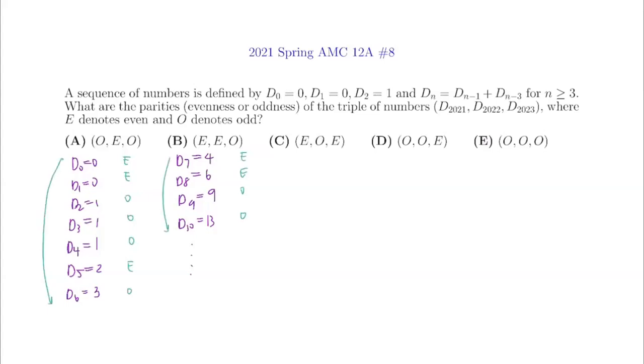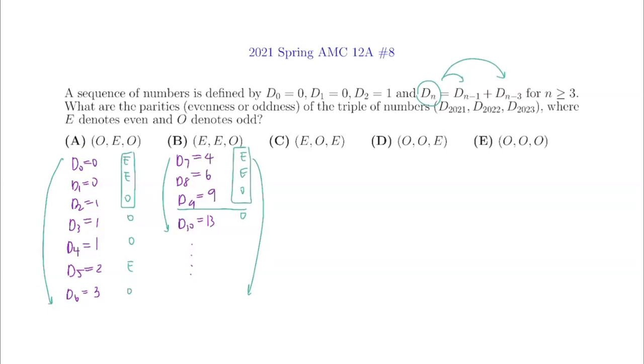And we notice that this is very valid because to get the parity of d sub n, we only need the parities of the term before and the term 3 terms before it. So that means after the first 3 terms are established, everything afterwards will be established. So it is very valid for us to take a look at this even, even, odd configuration, as well as this one, and realize the sequence will be repeating in parity every 7 terms.